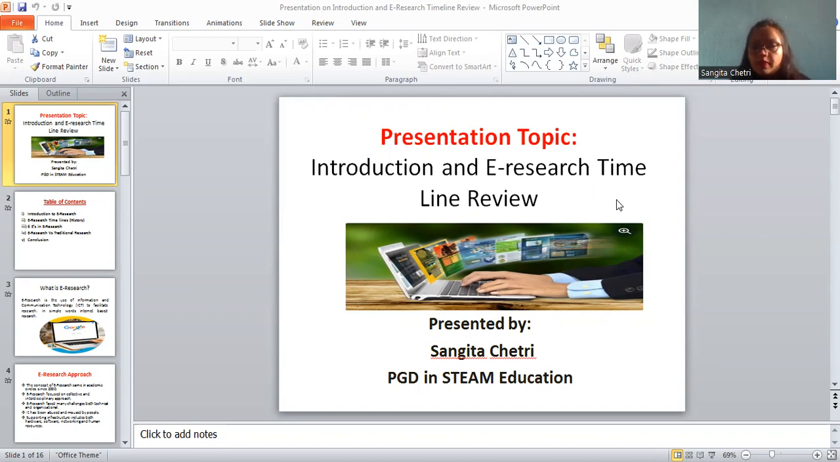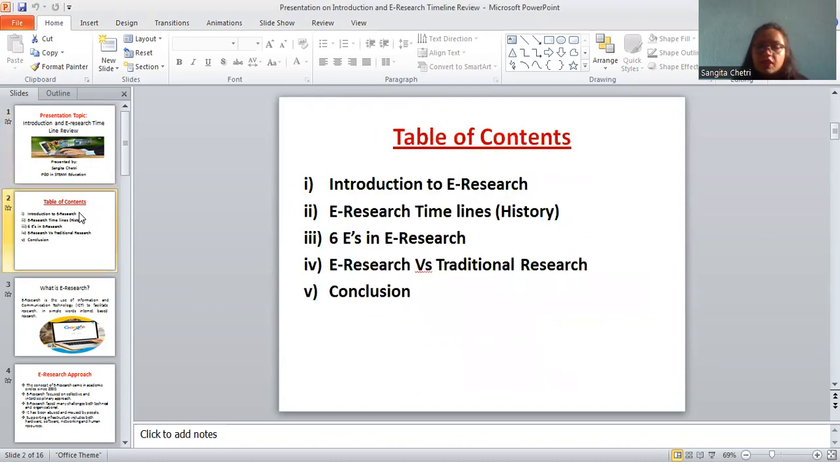It's a project given by Niroj sir in our ICT class for this first semester. So let's start with the next slide. Okay, so table of contents for Introduction and E-Research Timeline Review. On the table we have Introduction to E-Research, E-Research Timeline History, 6 E's in E-Research, E-Research versus traditional research, and then conclusion.